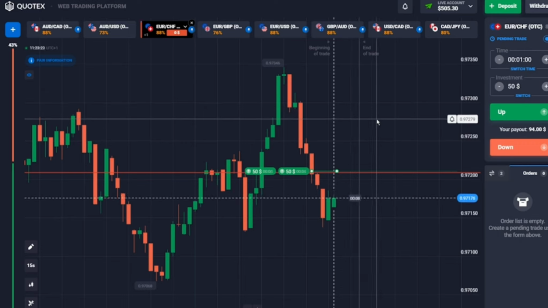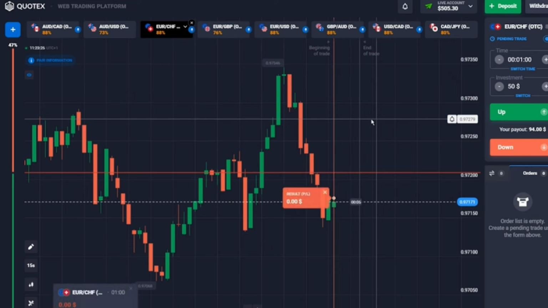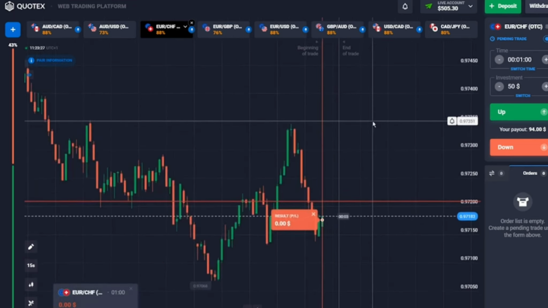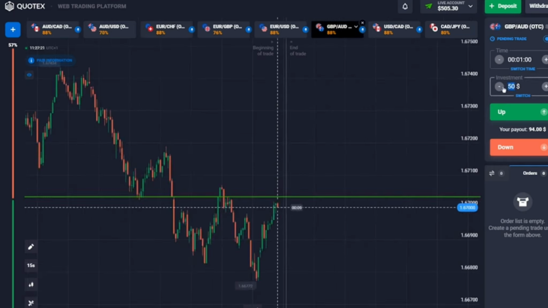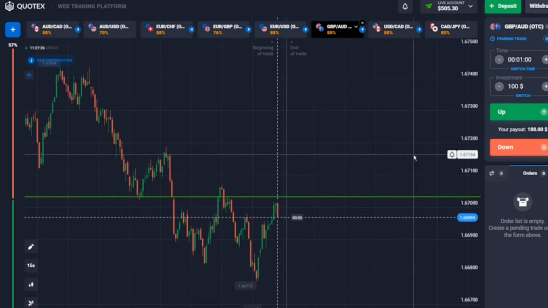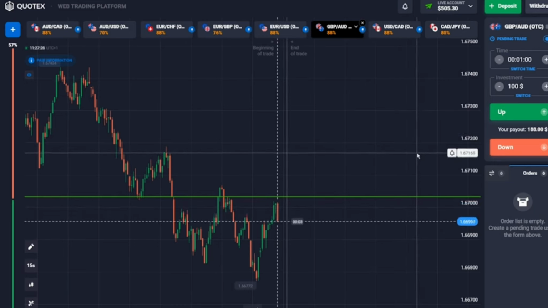The market broke through the old support level and went down to the new support level, and the trade closed with a loss. This is a good resistance level, and I'm placing put option trades here because the market will respect the resistance level.